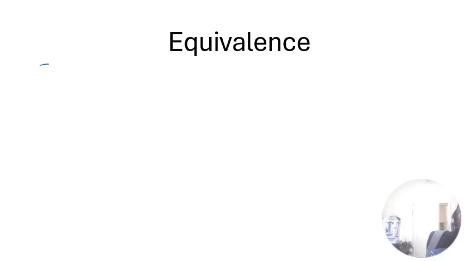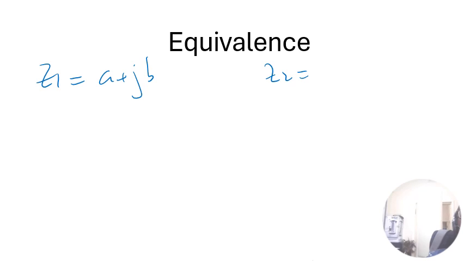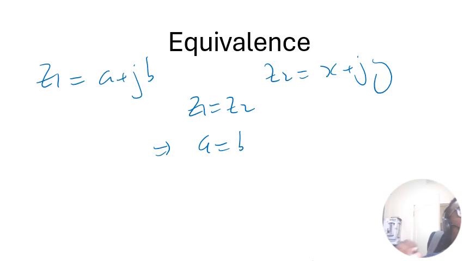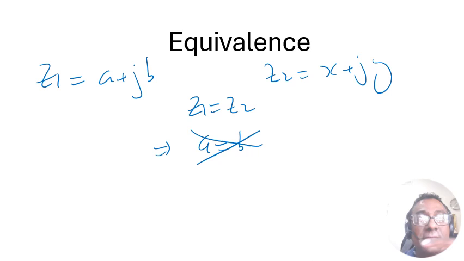So for example, if I gave you z1 equal to a plus jb, and I gave you z2 is equal to x plus jy, what do we mean when we say that z1 is equal to z2? So we would know straight away that we take the real part of 1. So this would basically be that a is equal to b. If you compare the real parts and then the imaginary parts, you can't say that. a is not equal to b. Deliberate mistake, just checking whether you're awake.